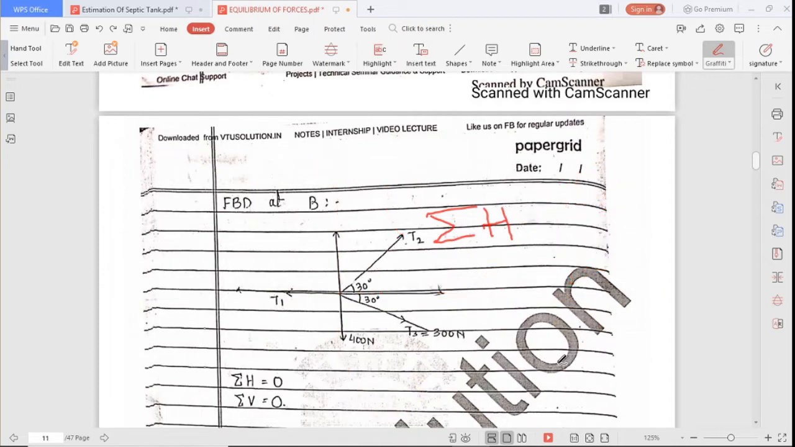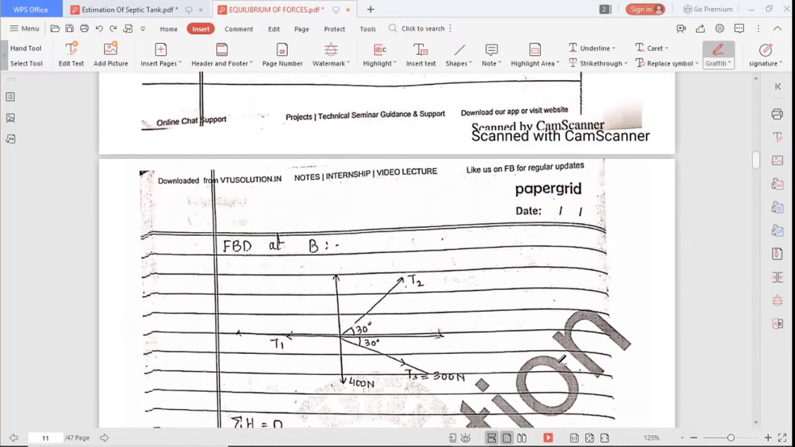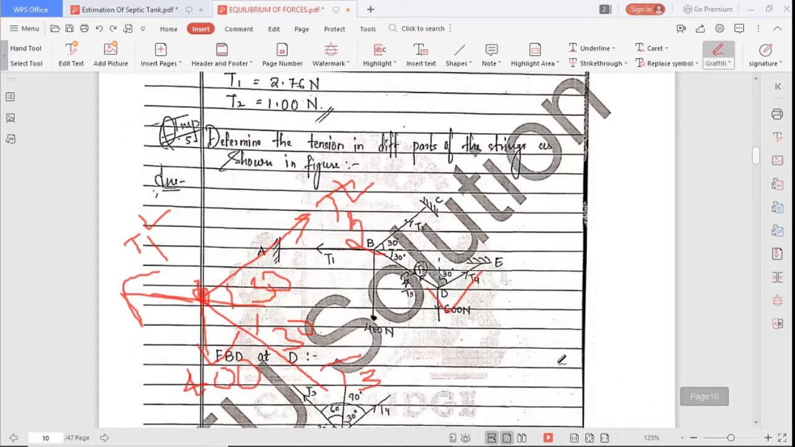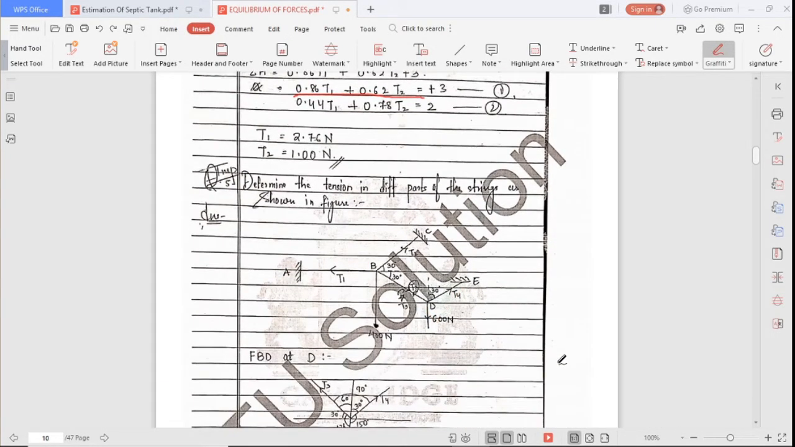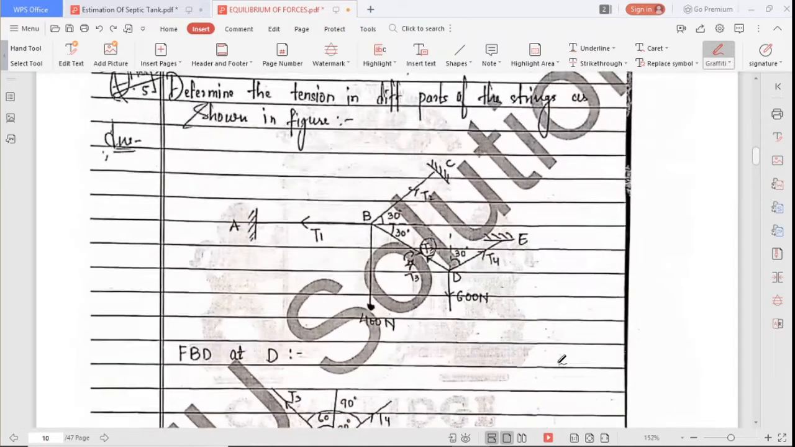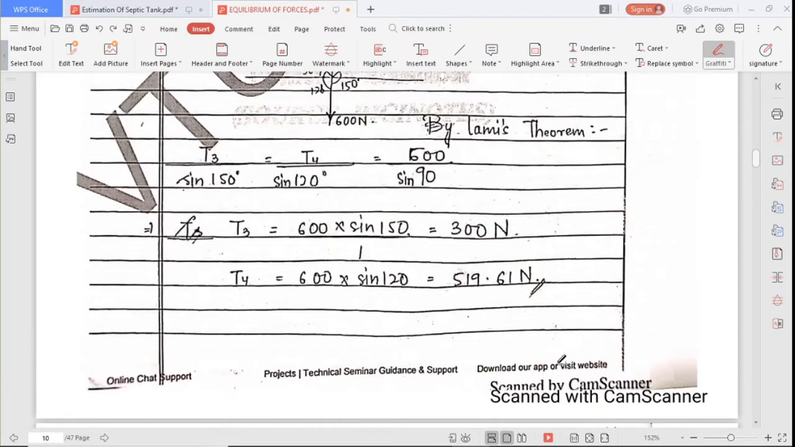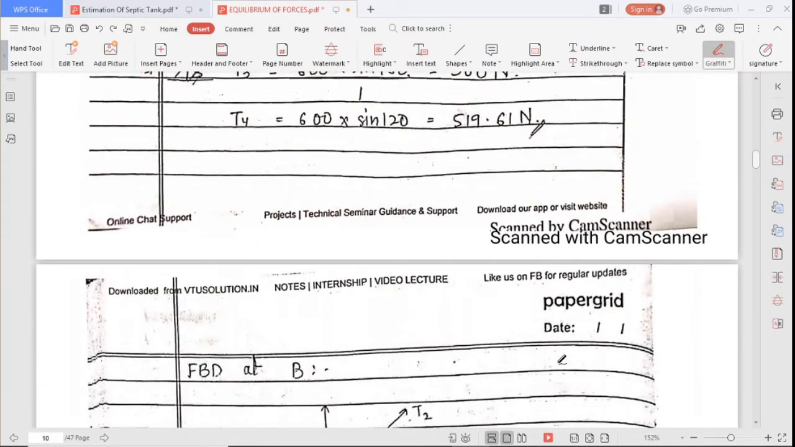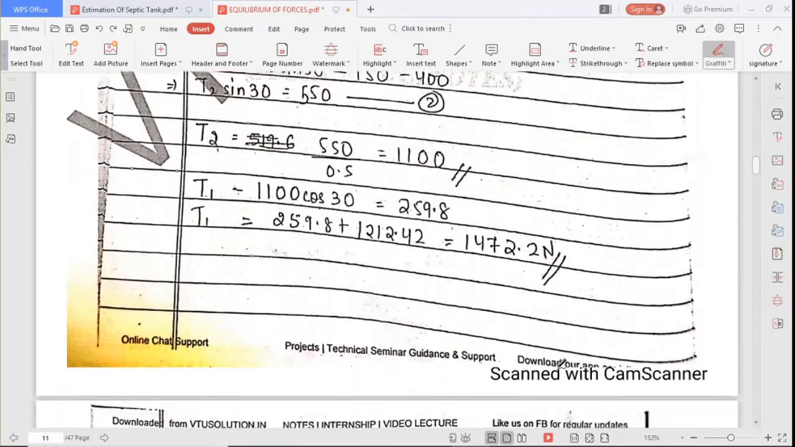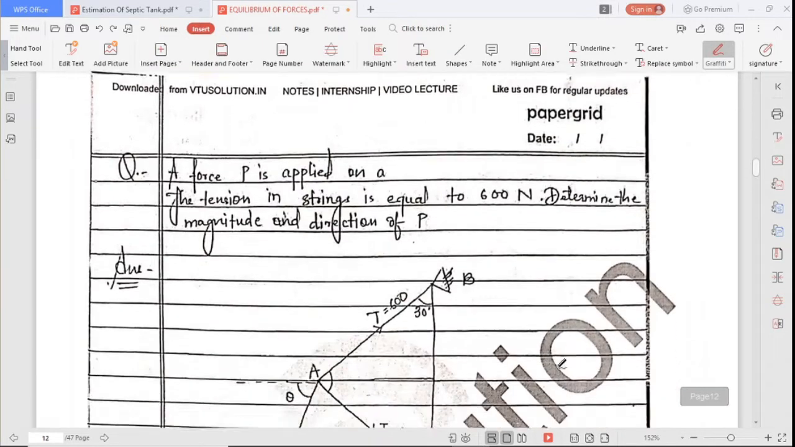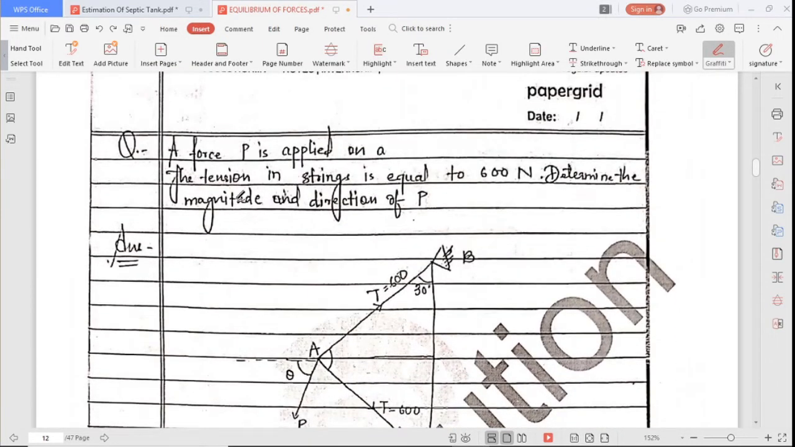So you just have to take the FBD, free body diagram, wherever they have given the force. If there are more than 3 forces, use the concept of equilibrium, that is sigma H equal to 0, sigma V equal to 0. Or if 3 forces are there, then go for Lami's theorem. Okay. So this is another problem we have.